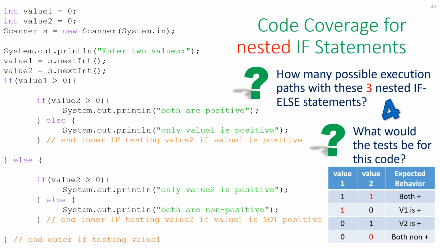This is going to display both are positive. This is going to display only value 1 is positive. Only value 2 is positive. Both are non-positive. These are my 4 possible outcomes for the program, my 4 possible paths of execution.